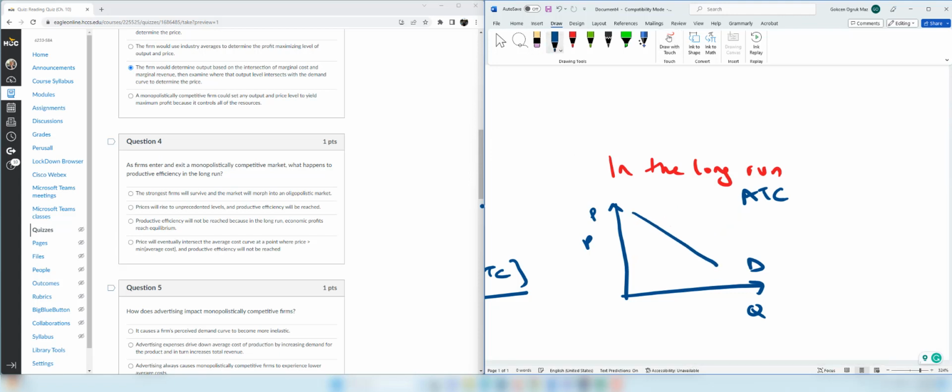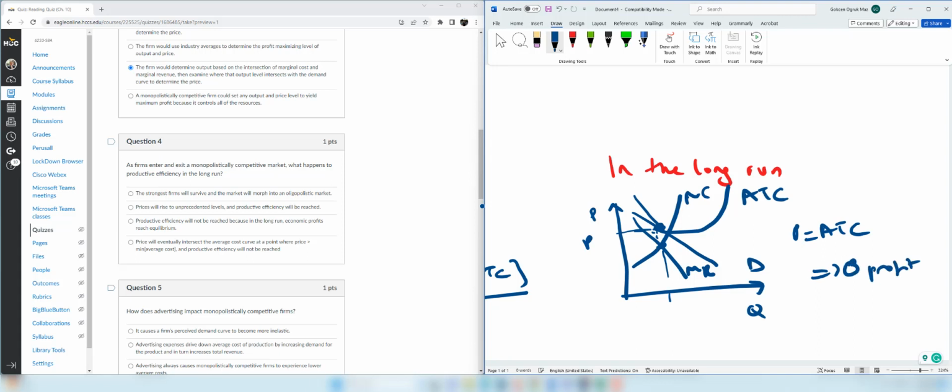This is the demand curve. This is marginal revenue. And this is marginal cost. This intersection determines the profit-maximizing price. And in the long run, this price is equal to ATC. Okay? So it's equal to ATC. Price equals ATC. That means we have zero profit.